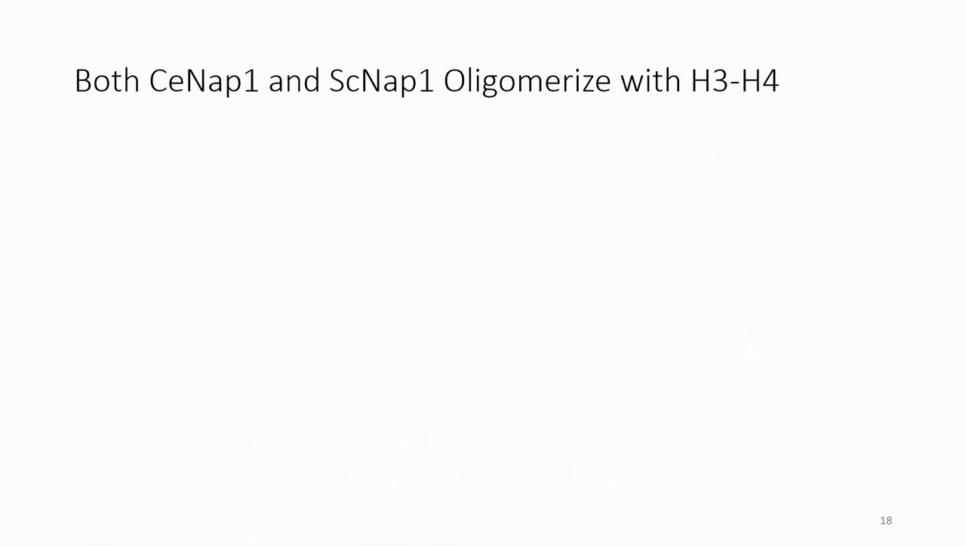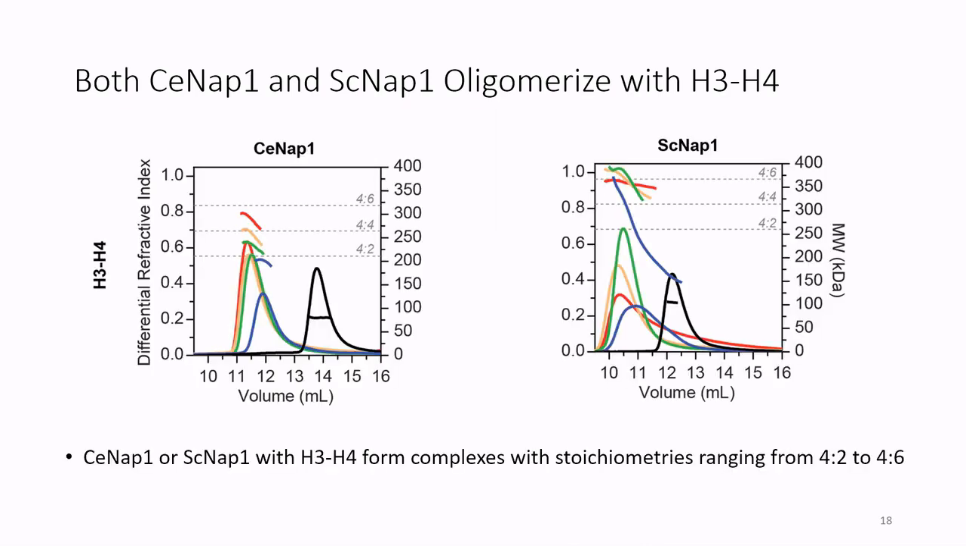Next, I'm going to be talking about how worm Nap1 and yeast Nap1 interact with H3H4. As you can see, when we titrate H3H4 to worm Nap1, we see that there is a large shift in the peak as well as an increase when we move up the titration. This itself just indicates that a large protein complex is being formed. However, when we look at the molecular weight traces, we see that they approach a 4-to-2 complex in the beginning of the titration, and as we move further down, we see the stoichiometry reaching a 4-to-6 Nap1 H3H4 complex.